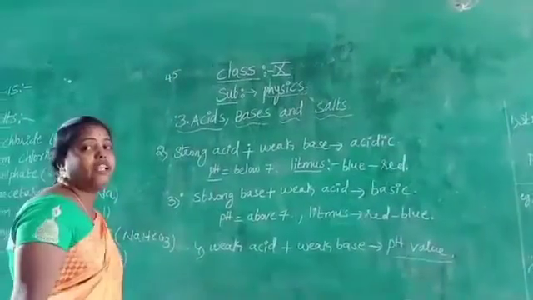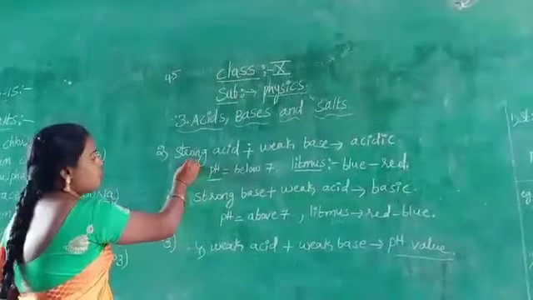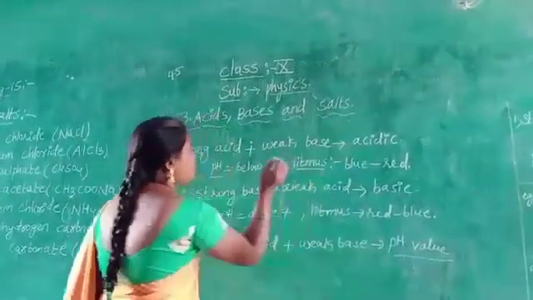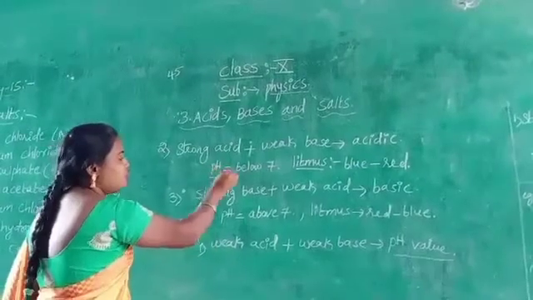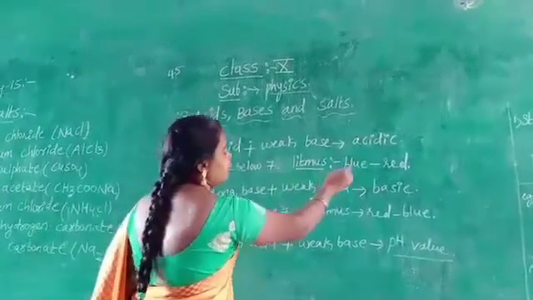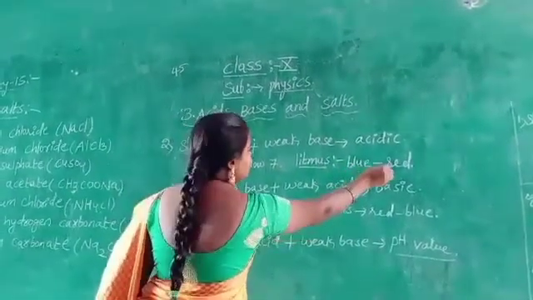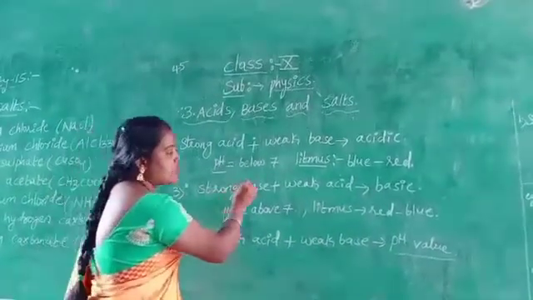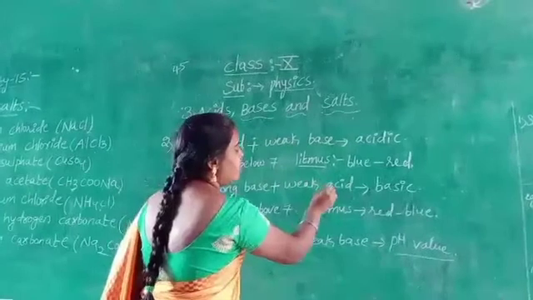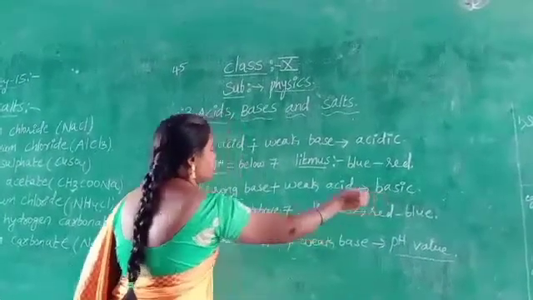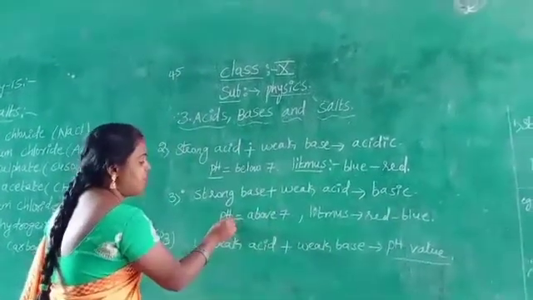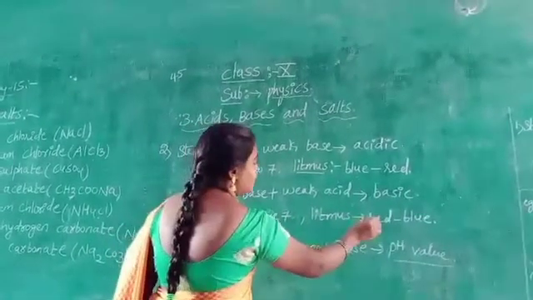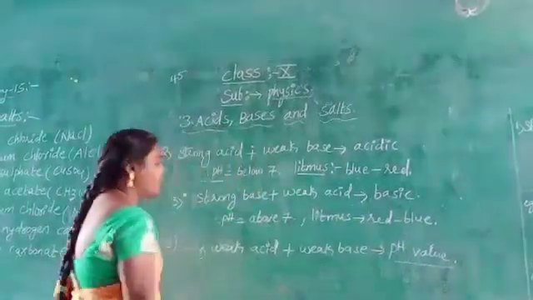Children, very important to you. When a strong acid reacts with a weak base, it forms an acidic solution, the pH value is below 7, and the blue litmus paper turns red in color. Third one, when a strong base reacts with a weak acid, it forms a basic solution. For a basic solution, the pH value is above 7. Then the red litmus paper turns blue in color.